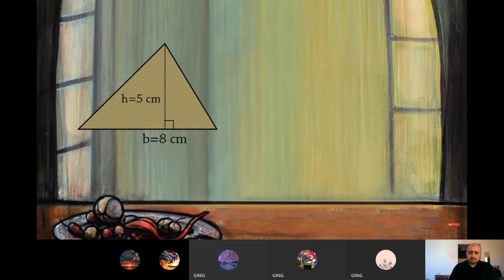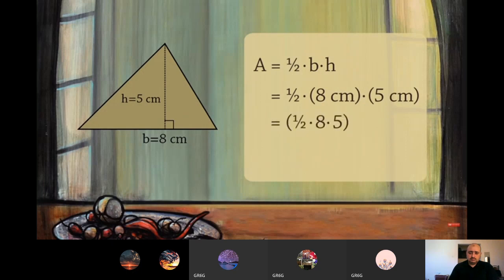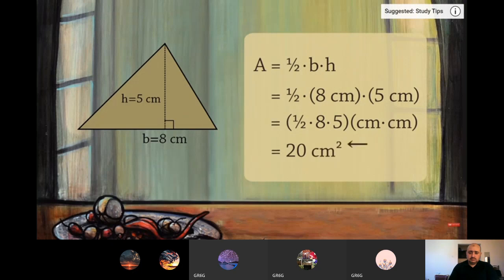As an example, consider this triangle with a base of 8 centimeters and a height of 5 centimeters. Using the formula, the area of the triangle is 1/2 times 8 centimeters times 5 centimeters. We simplify this by multiplying the numbers together and then multiplying the units together. First, we multiply the numbers. 1/2 times 8 times 5 is 20. Next, we multiply the units. Centimeter times centimeter is equal to centimeters squared. You indicate this with the squared exponent.